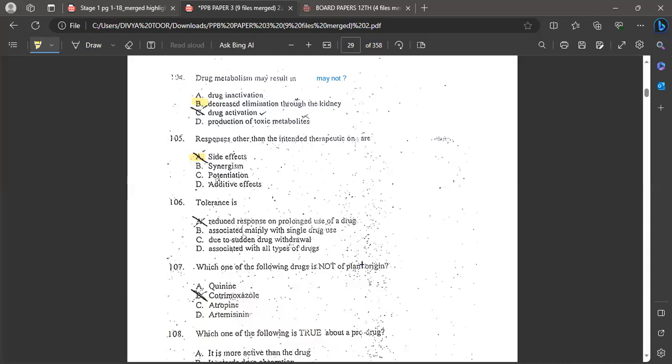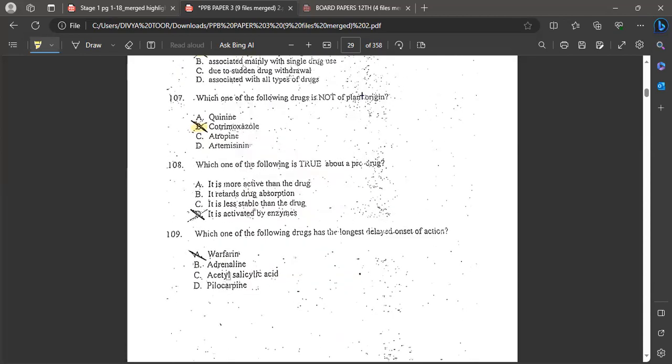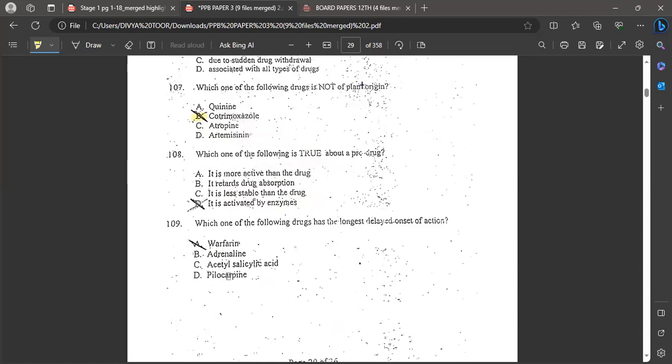Yeah, okay. So which one of the drugs is not of plant origin? There's quinine, cotrimoxazole, atropine, and artemisinin. Yeah, that's cotrimoxazole. Right? Yeah. And then which of the following is true about a prodrug? It's more active than the drug. It retards drug absorption. It's less stable than the drug, and it's activated by enzymes. I'd go with D as well.